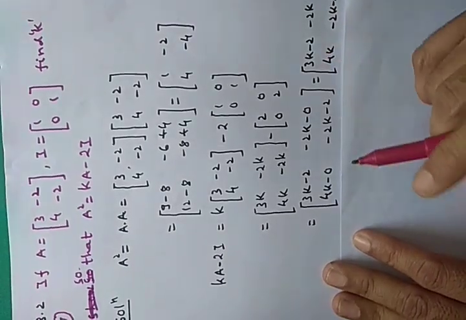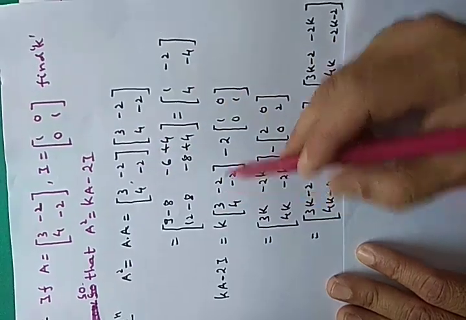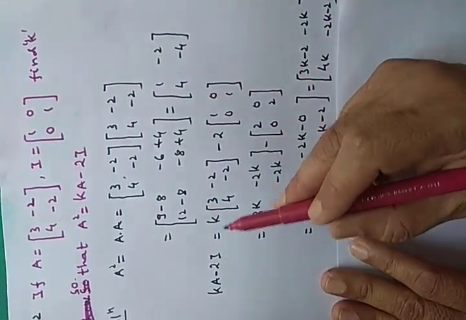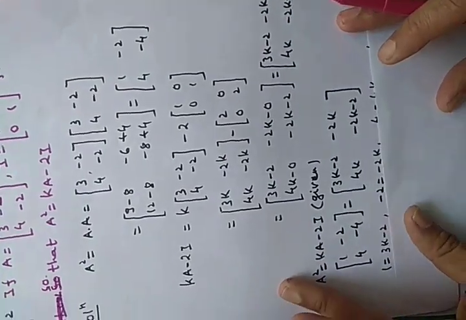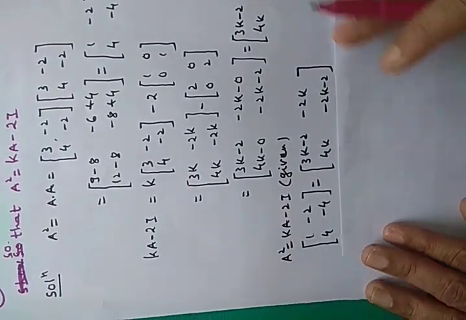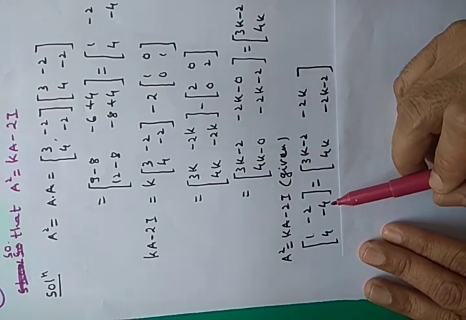Now according to the question, what is given? A square equals to Ka minus 2i. What is A square? This matrix. What is Ka minus 2i? This matrix. So you have to equate these two matrices. Okay, so A square equals to Ka minus 2i. It is given. So 1 minus 2, 4 minus 4.